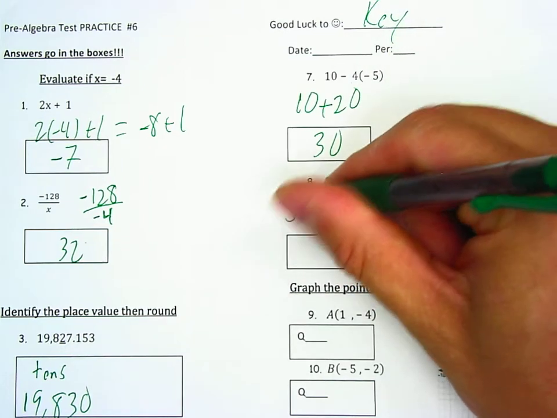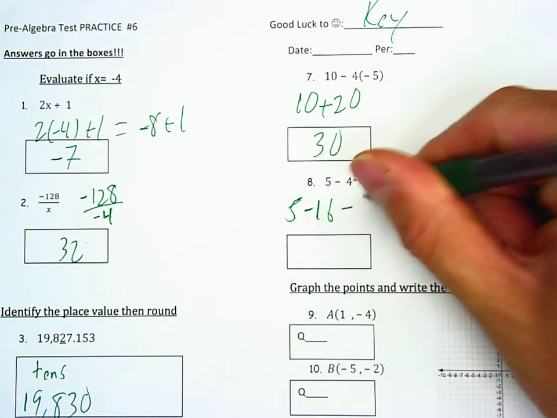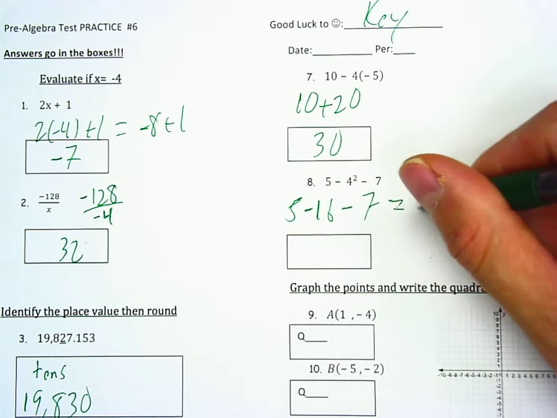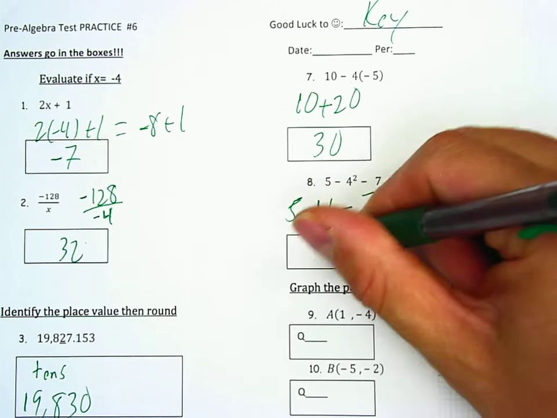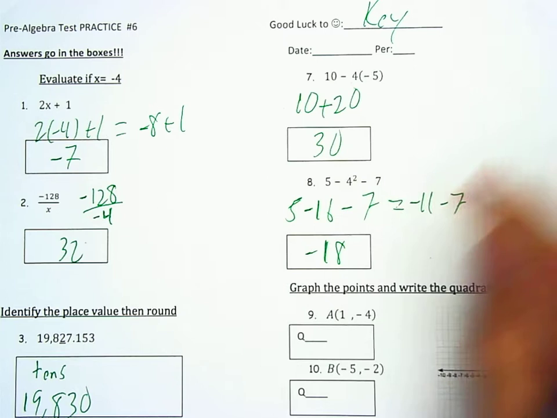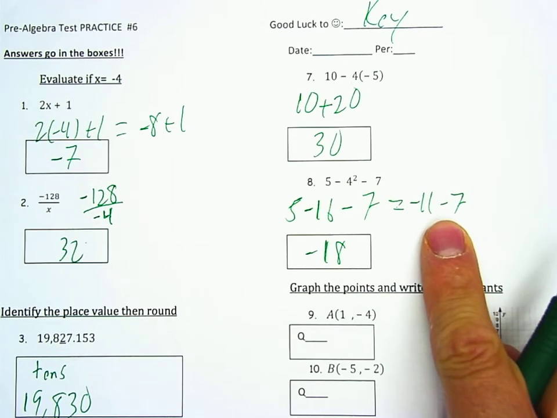Question 8. You're going to square the 4 to make 16. Then 5 minus 16 is -11. Take away 7 is -18. Same signs add. -11 minus 7, same signs add.